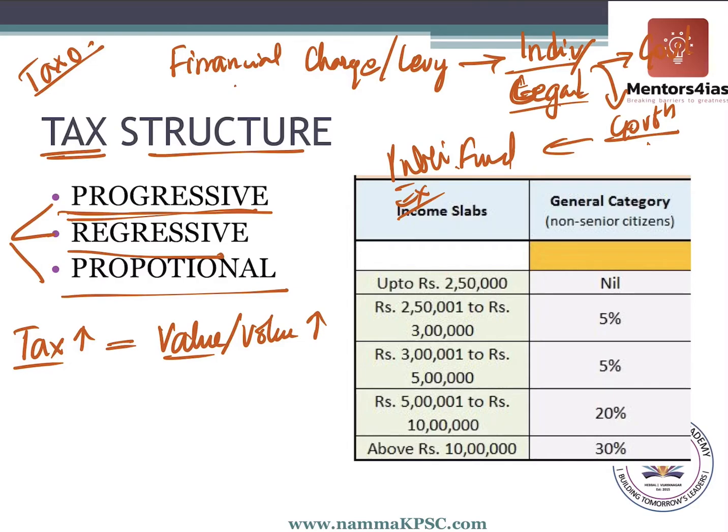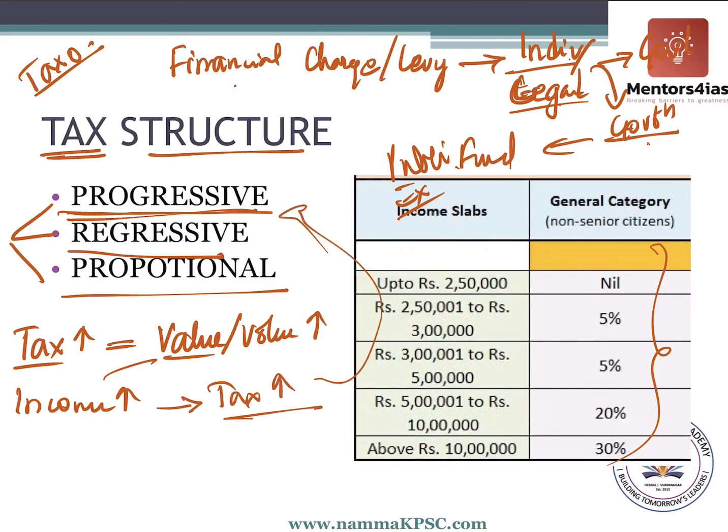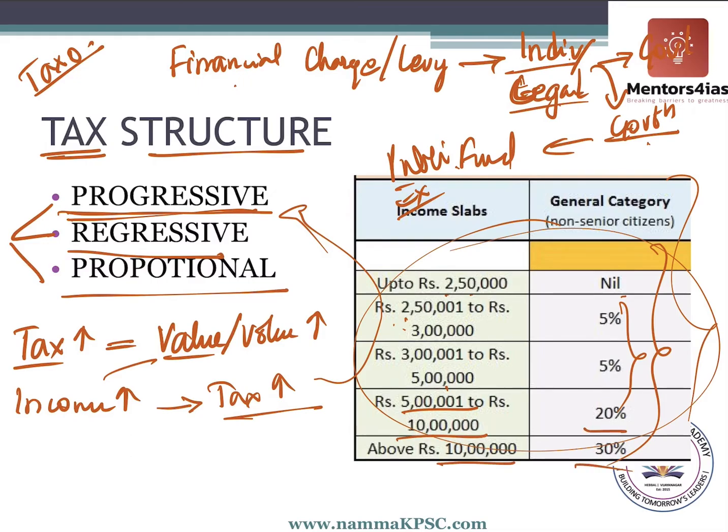So what is an example of progressive tax? You have your income tax. As your income increases, the tax that you have to pay also increases. This is an example of progressive taxes. If you see here, up to 2.5 lakh you don't have to pay tax. This is last year's. Up 2.5 to 5 lakh you have to pay 5%, then 5 lakh to 10 lakh you have to pay 20%, above 10 lakh you have to pay 30%. So as the value increases, you have to pay more tax. Therefore, it is an example of progressive taxation.